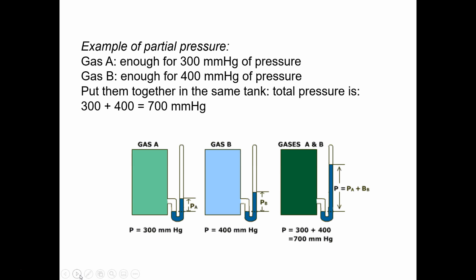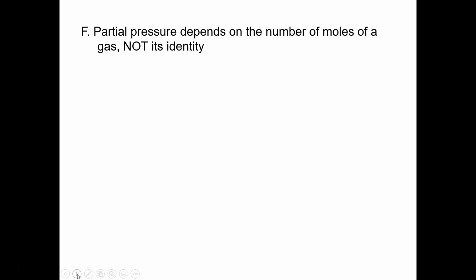Here's another example of partial pressure. Here I have gas A, where the pressure of gas A is 300 millimeters of mercury, and gas B is 400 millimeters of mercury. After you combine both gas A and B in the same tank, the total pressure comes out to be 700, just because 300 from A and 400 from B gives you 700 millimeters of mercury.